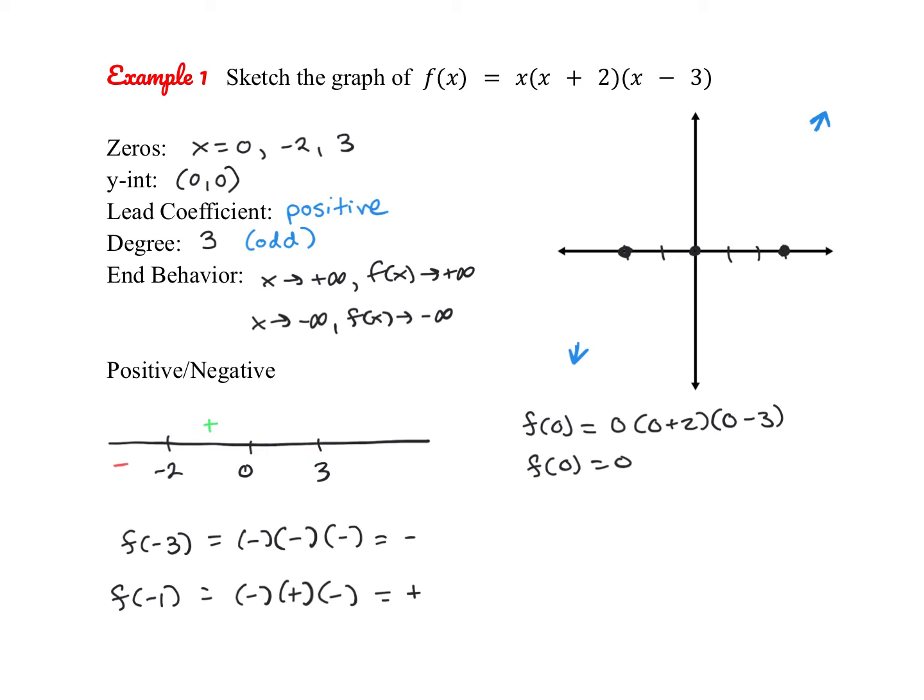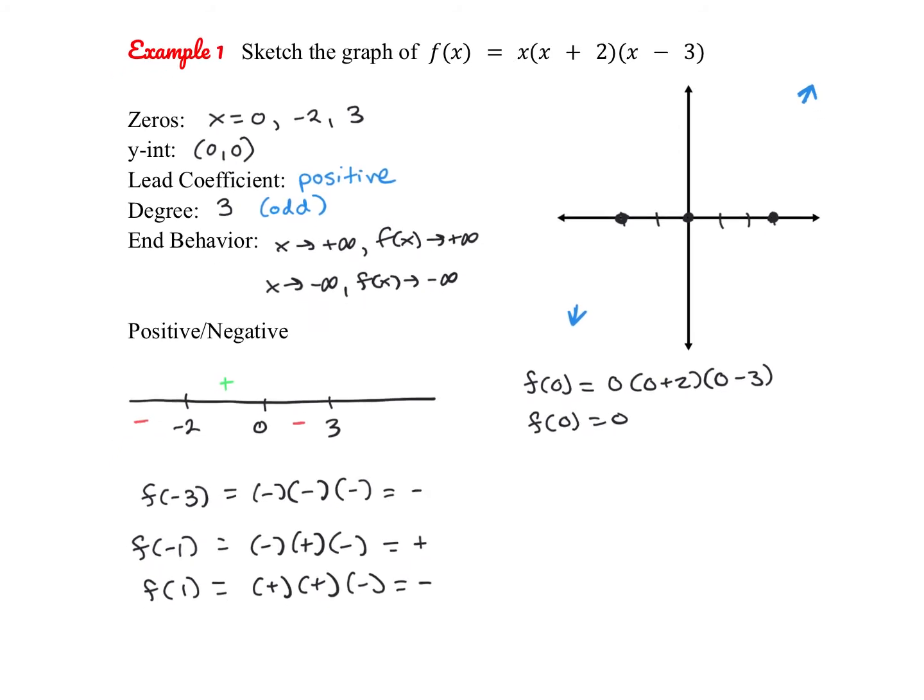Now let's do the same here. So let's do, I don't know, +1. It can be anything. Our first factor will be positive. Our second factor will be positive. Our third factor would be negative, resulting in a negative. And then let's pick any number greater than 3. Let's just do 4. Our first factor will be positive, our second factor is positive, and our third factor is positive, resulting in a positive. So now we can see that our graph will be positive between -2 and 0, and from 3 to infinity. And it's going to be negative from -infinity to -2, and between 0 and 3.